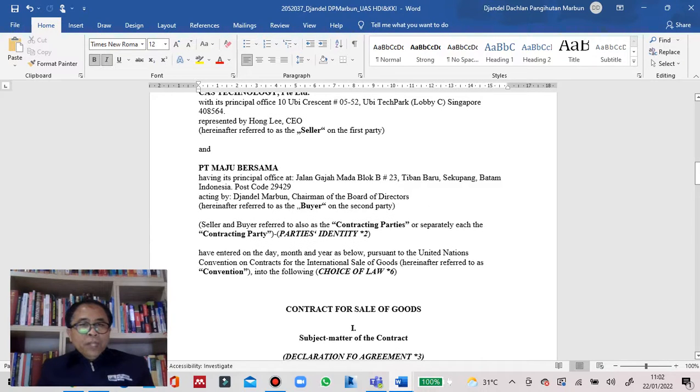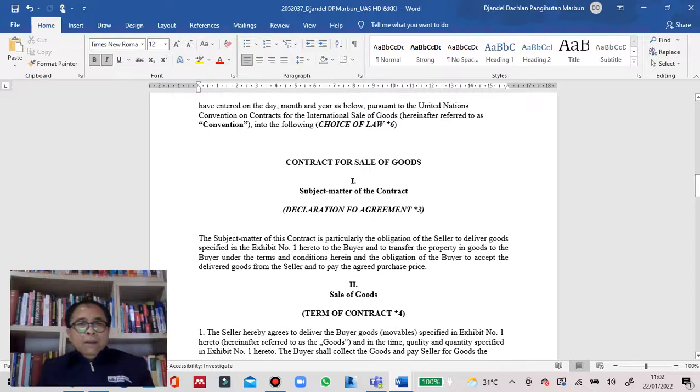Have entered on the day, month, and year below pursuant to the United Nations Convention on Contracts for the International Sale of Goods, hereinafter referred to as the Convention, into the following. And this is as a choice of law. Contract for the sale of goods. Subject matters of the contract. And this is as a declaration of agreement.